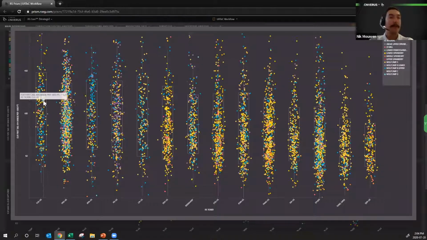So you can see we have the top operators here. We have Chevron, Pioneer, Apache as the top 3 there, right around 100 MBOE per 1,000 foot. And then we can see we have some of the poorer performing operators.